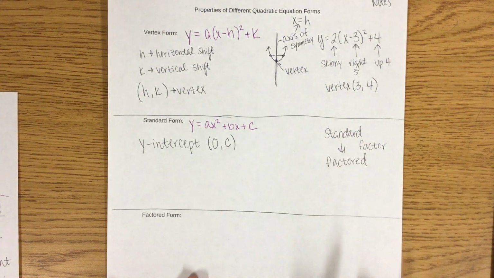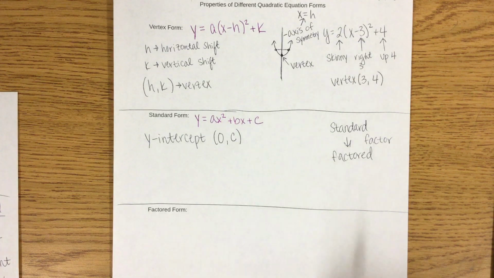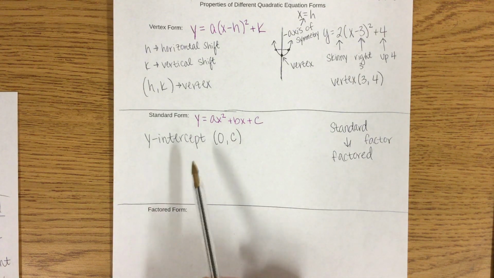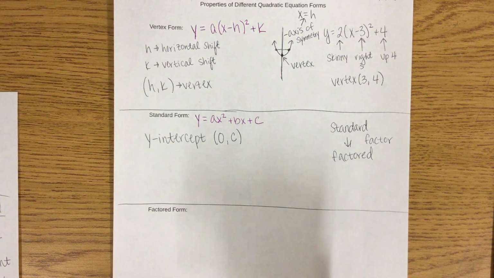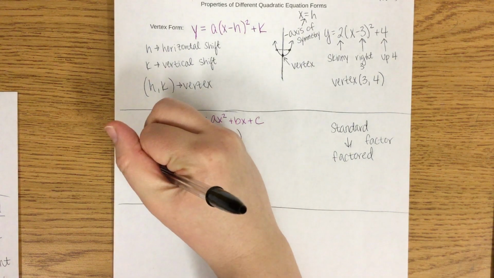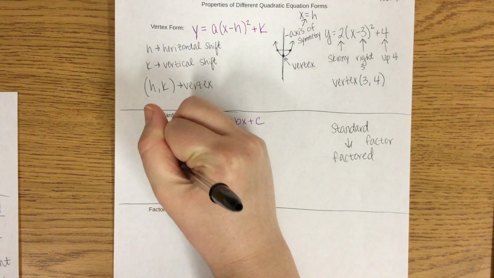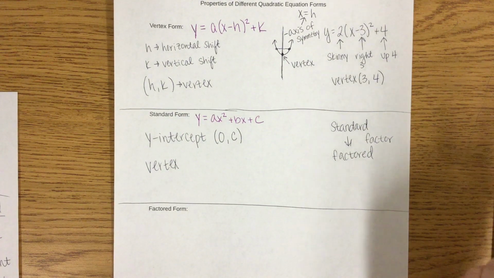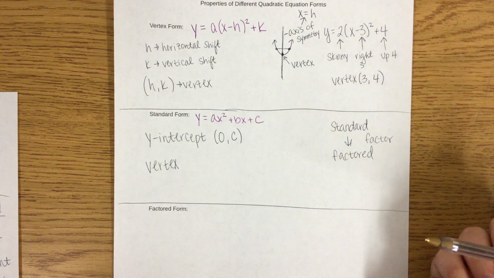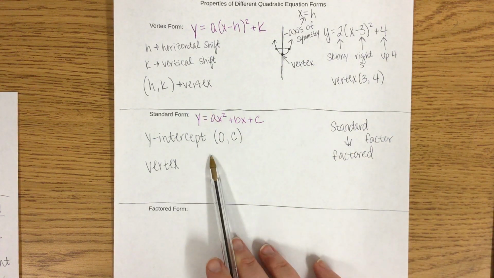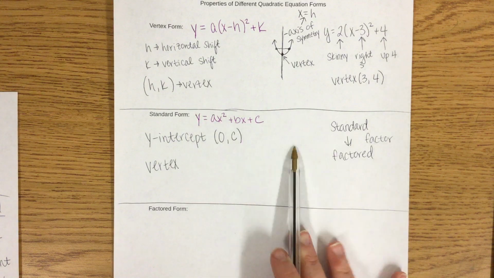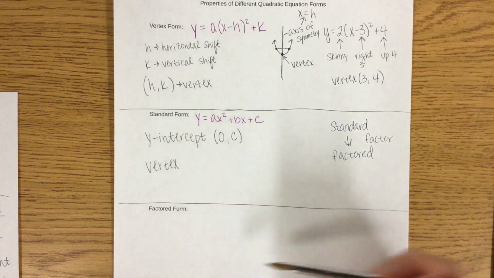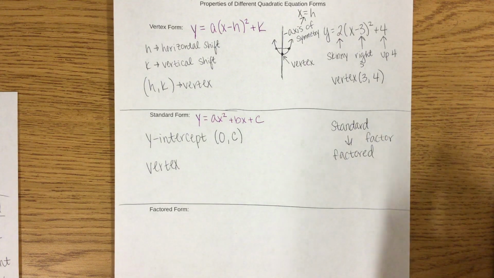And I'll show you an example in a second here. But you can still get the vertex from your standard form. You just have to do a little bit more math, okay? Because again, the vertex is kind of the most important piece to be able to find. Having the y-intercept is also helpful because if you have the vertex and one other point, you can reflect that point across that axis of symmetry, and then you have enough points to make your whole parabola.